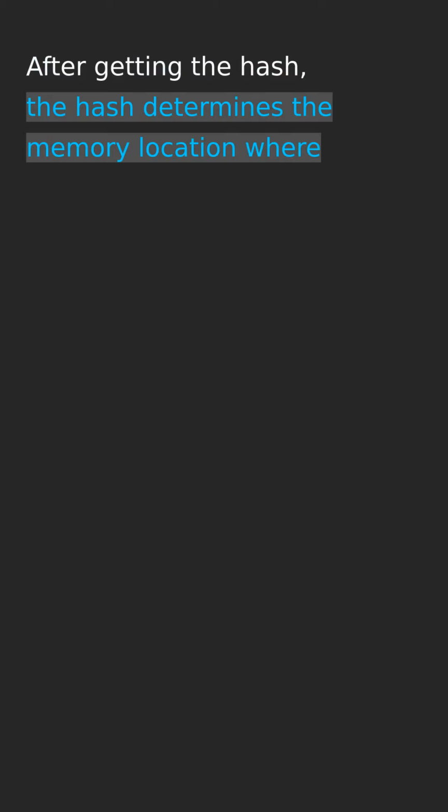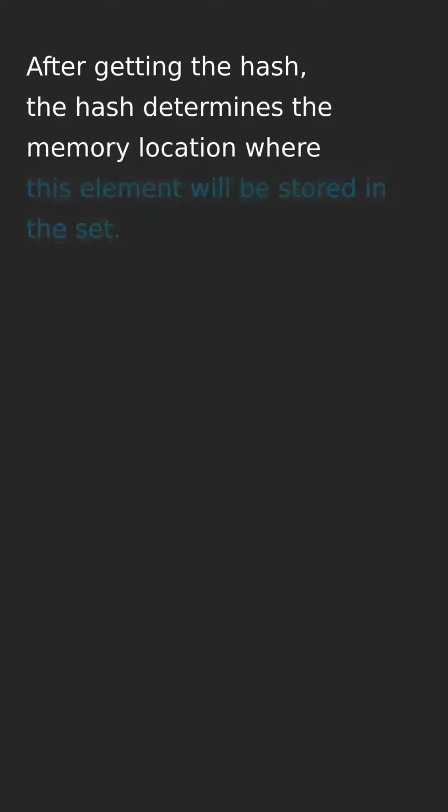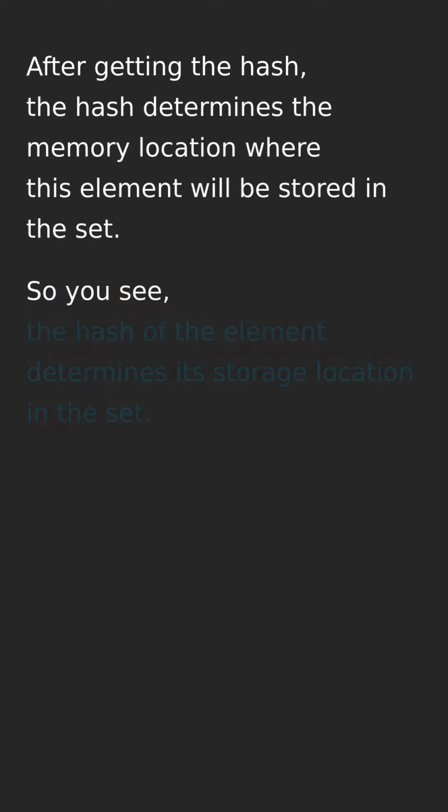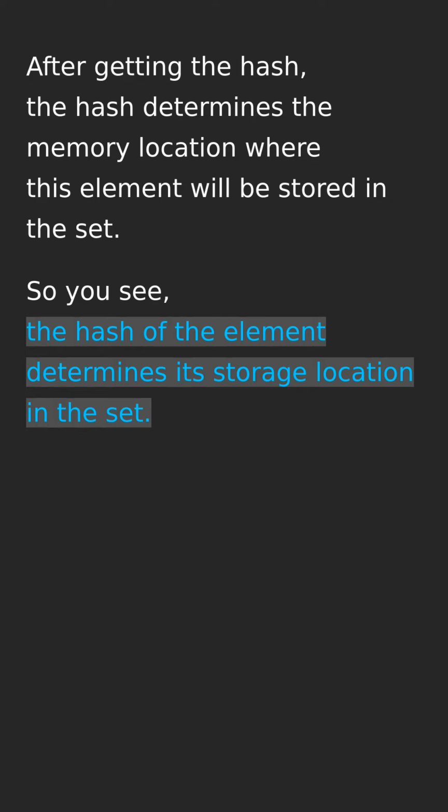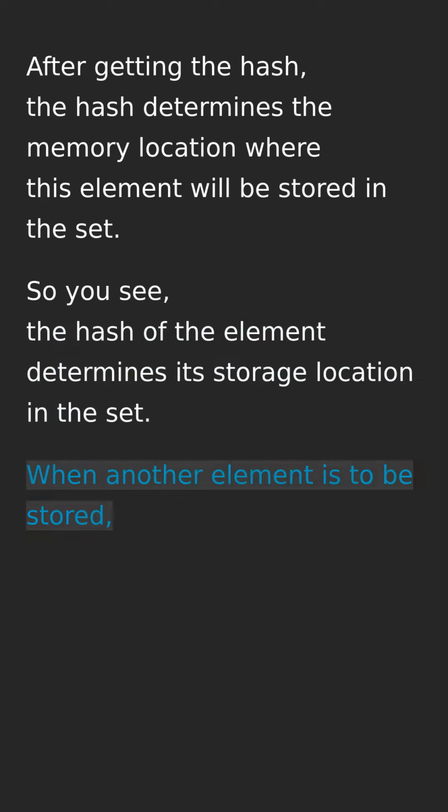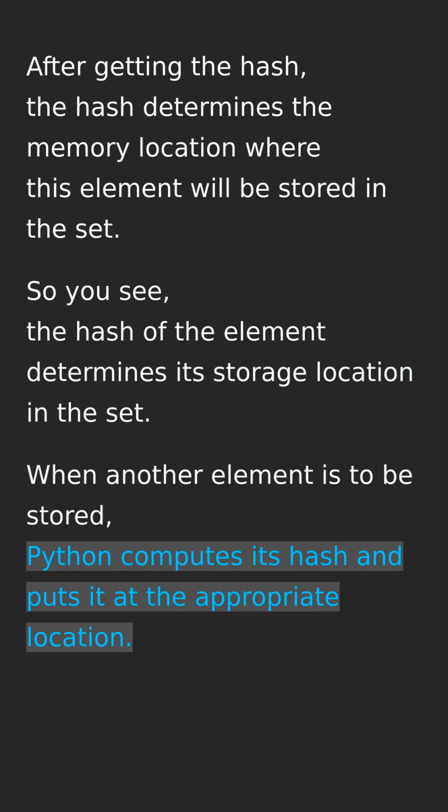After getting the hash, it determines the memory location where this element will be stored in the set. So you see, the hash of the element determines its storage location in the set. When another element is to be stored, Python computes its hash and puts it at the appropriate location.